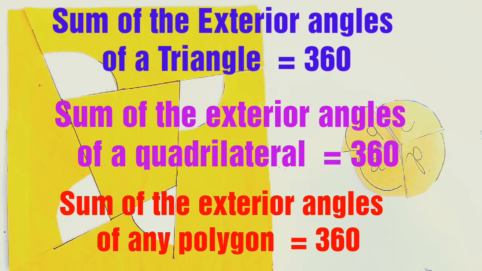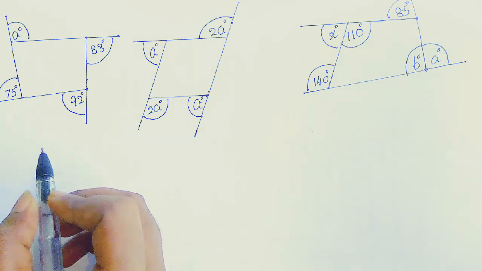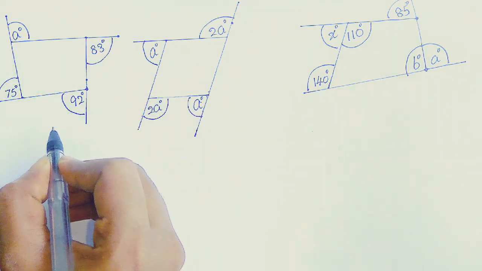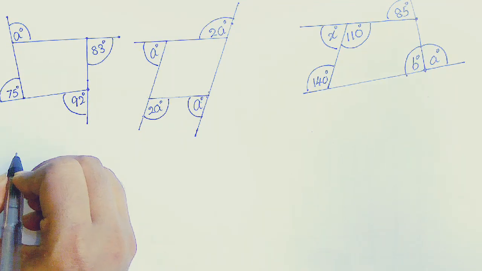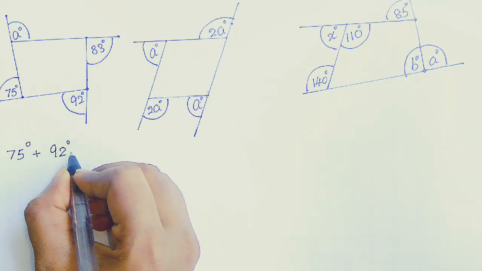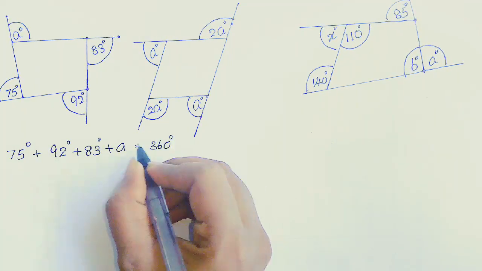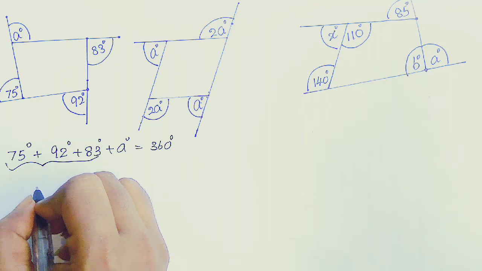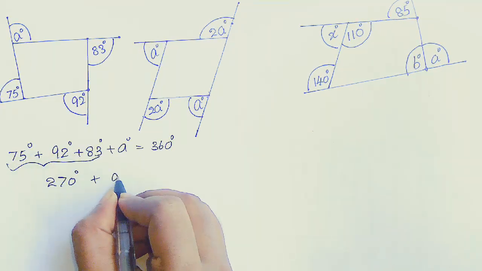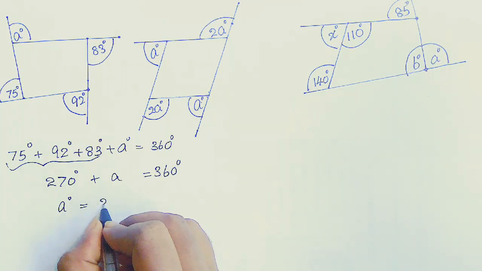Now let's solve some problems regarding exterior angles of a quadrilateral. These are the problems. Now let's solve them. We can write that the sum of all those angles is 360 degrees. Then 75, 92, 83 and A equals 360 degrees. We can add those numerical values and write this. Now we can easily find A.